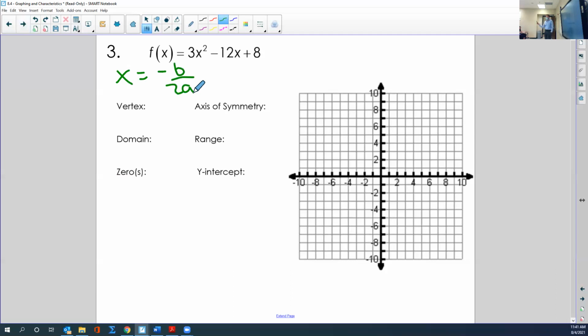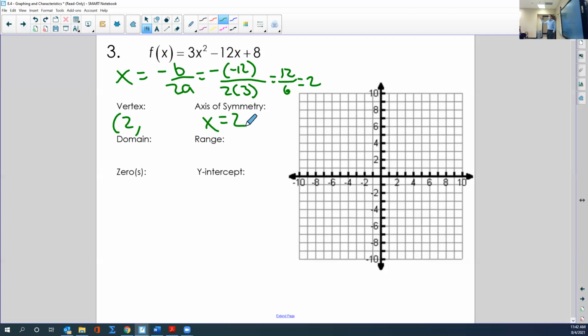First off, it needs to be in order. Standard form is always in order of highest degree to least degree. And so we would plug in: negative 12 over 2 times 3. And that's going to become 12 over 6, which is 2. So the x value of our vertex is 2, and our axis of symmetry is also x equals 2.